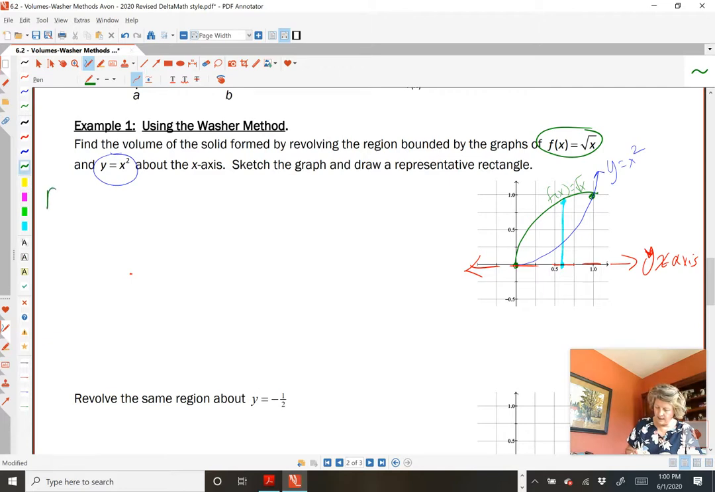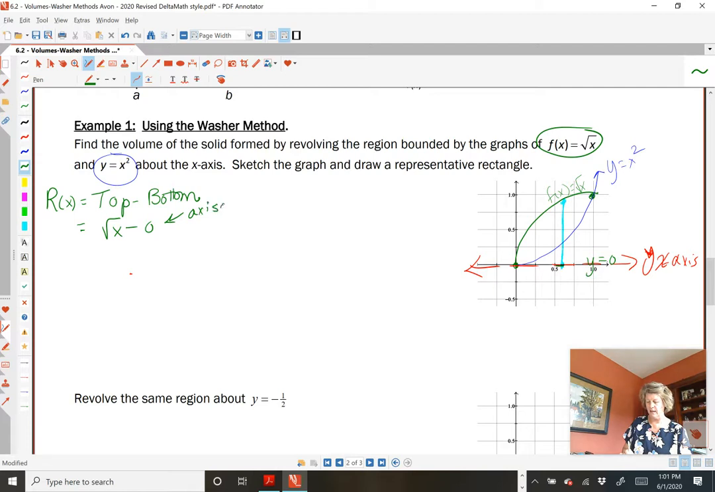Well, I could say R of x. And notice I'm using capital R because this one's going to be our large one. And I'm looking at top minus bottom to get that distance that it would be in y. My outer curve there is square root x. It attaches to this curve, which is really a y equals 0 equation line, so that would be 0. Notice that's our axis of rotation. Simplifying it, we get just simply square root x. Okay, on to the other one.